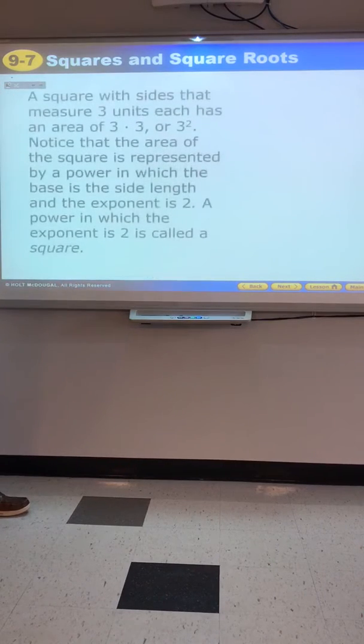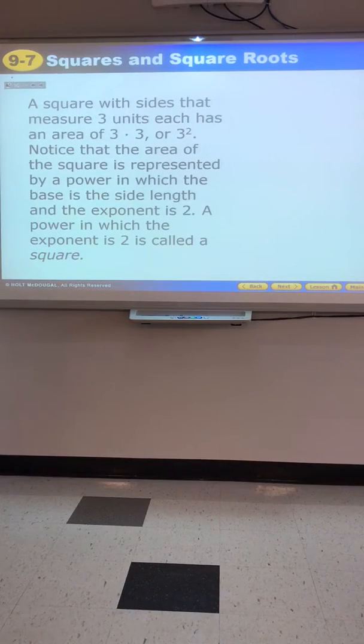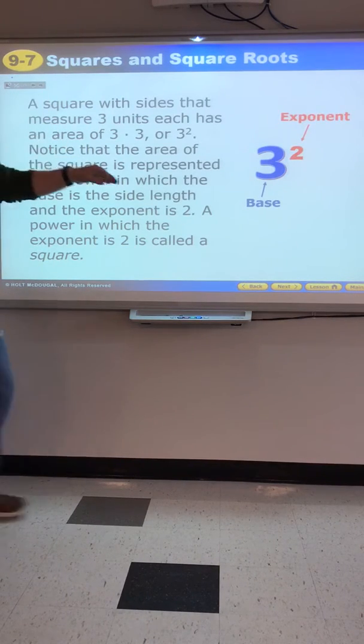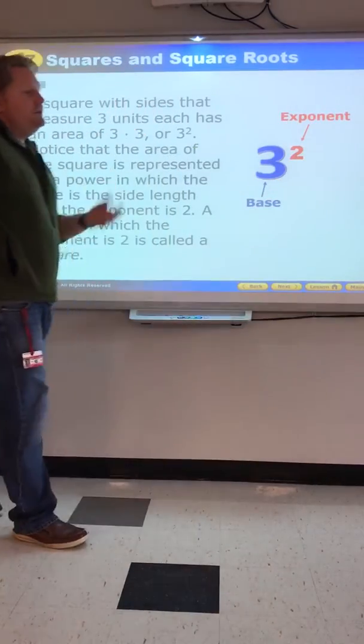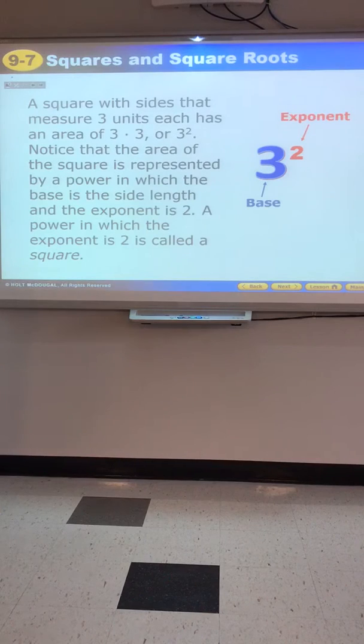All right? So, a square with sides that measure 3 units each has an area of 3 by 3 or 3 squared. Notice the area of the square is represented by a power in which the base is the side length and therefore the exponent is 2. A power in which the exponent is 2 is called a square. Base 3, exponent 2. We're dealing with exponents we have before.